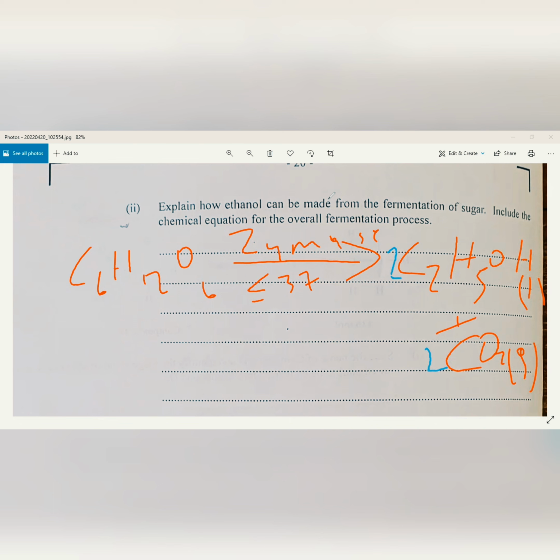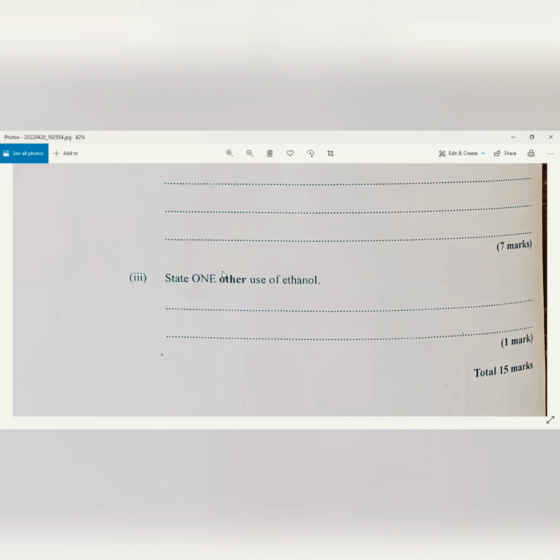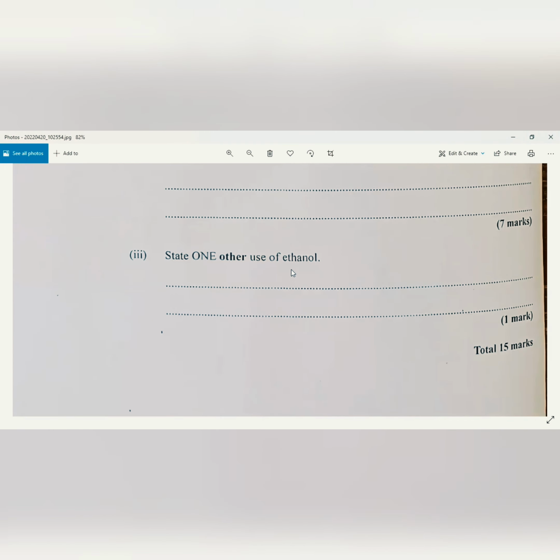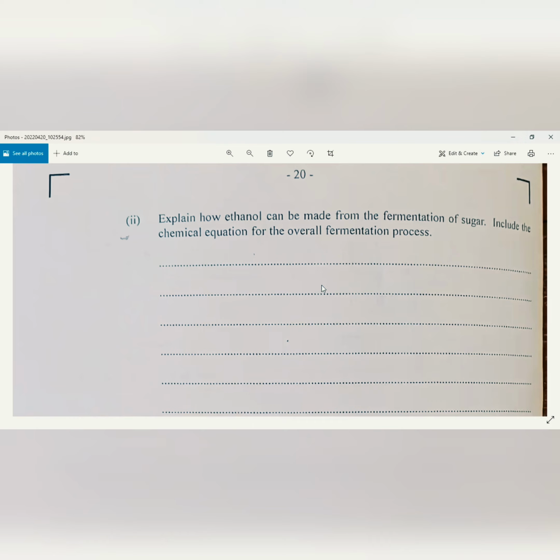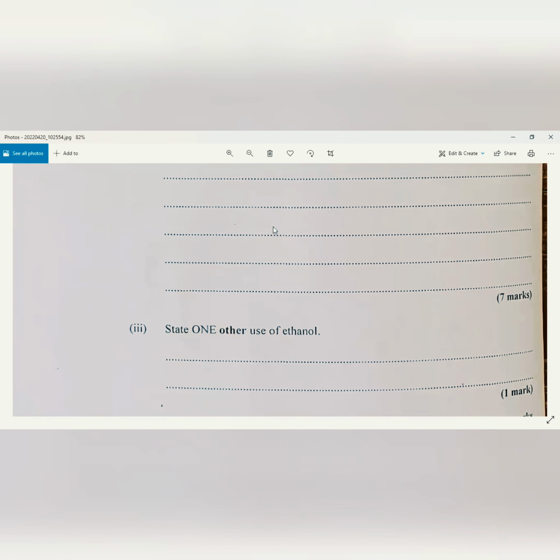All right, so we will proceed now. Again, let us clear all drawings and move ahead. State one other use of ethanol. Apart from its production by fermentation of sugar, ethanol is used as a fuel, of course. It's used as a biofuel. It's also used in alcoholic beverages, and to make perfume and cosmetics and those things. It may also be dehydrated to form an alkene, which would then be used to make polymers. So that's a number of uses of ethanol.